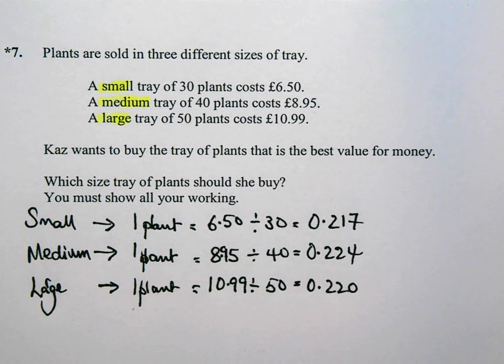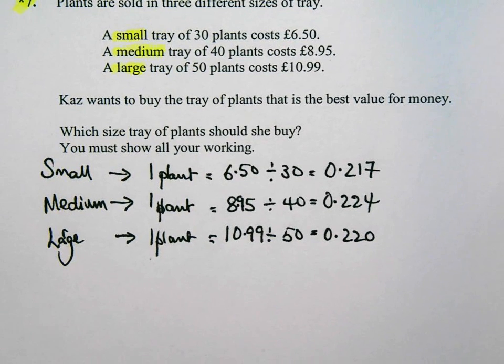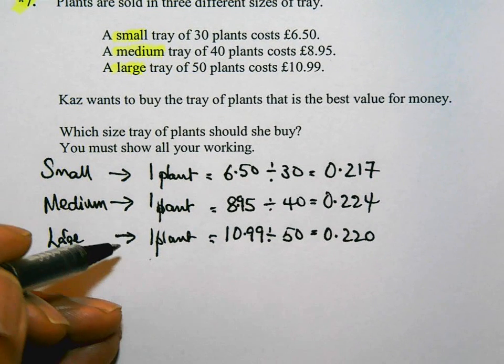Now, one of the things I didn't point out at the start of this question was that this is a starred question and it's carrying marks for quality of written communication. I've actually shown my workings totally clearly over there. What I am going to do now is write a sentence to indicate my answer, and my sentence is going to be Kaz.